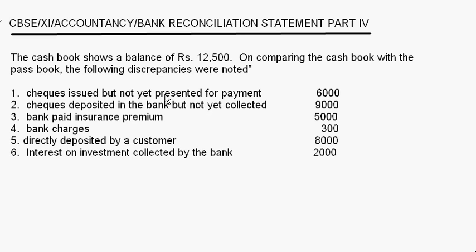Now, from all this information, we have to arrive at the balance as per the passbook, right? So, if you remember last class, I told you the items of difference which have led to a decreased cash book balance should be added, and the items of difference which have led to an increased cash book balance should be deducted, right?